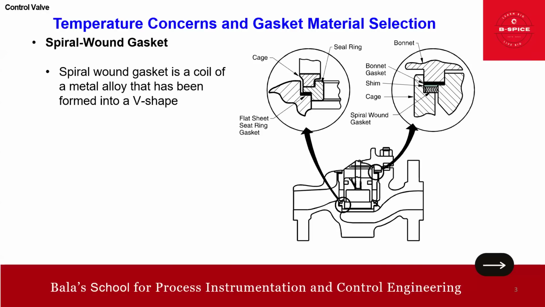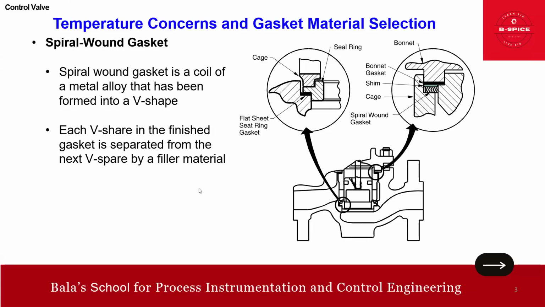A spiral wound gasket is a coil of a metal alloy that has been formed into a V shape. As you can see here, this is the V shape. Each V shape in the finished gasket is separated from the next V by a filler material. So there are so many V's, right? In between you have the filler material. So that is the point.